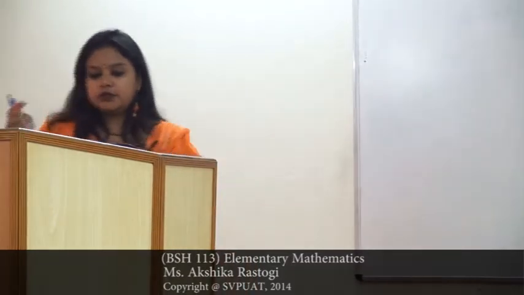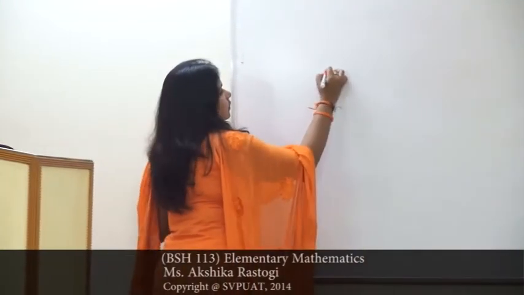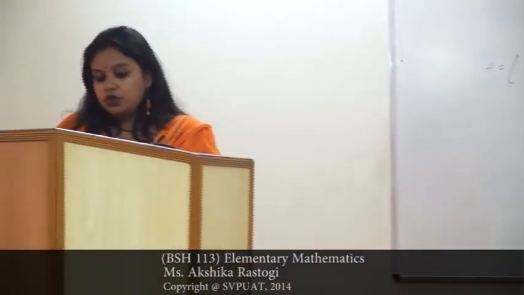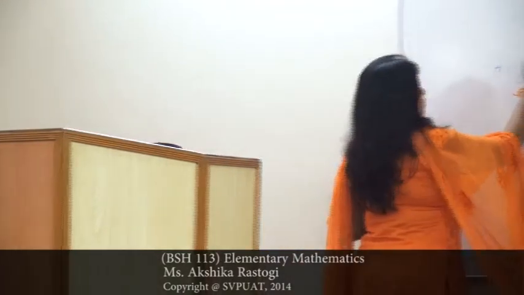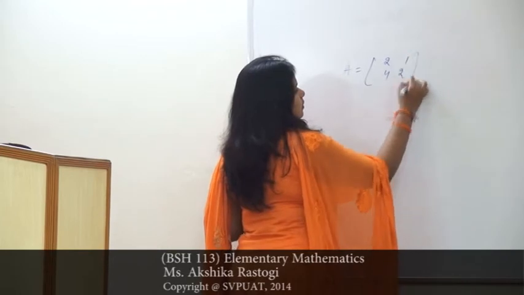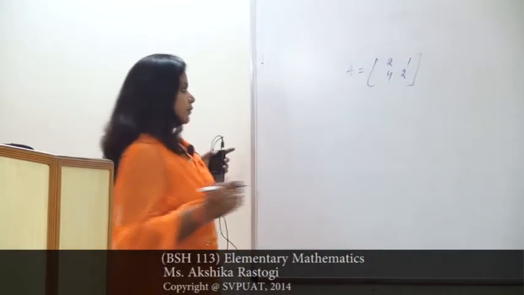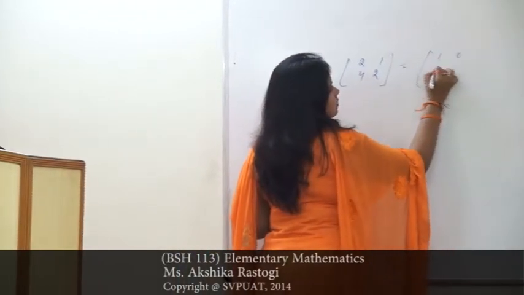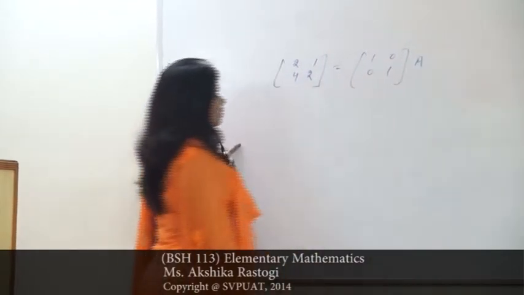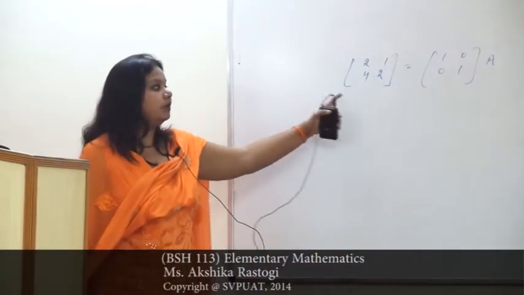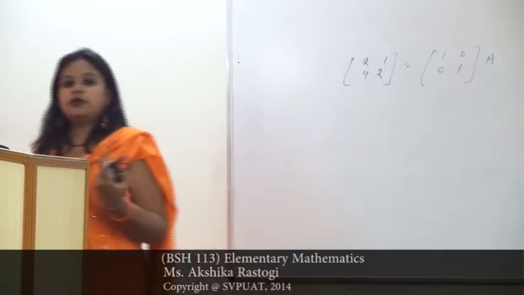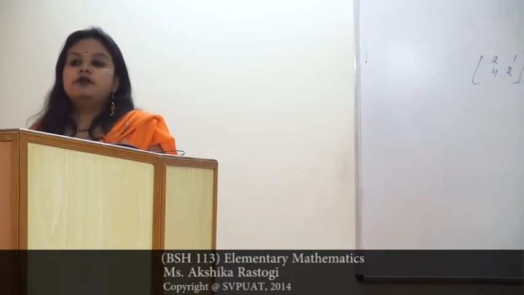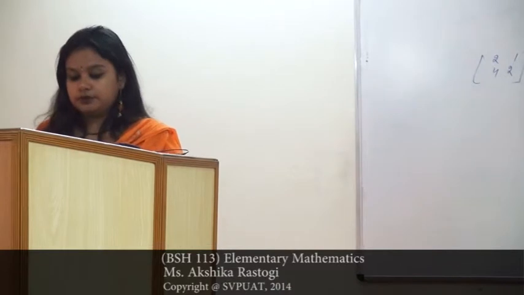The next example is to find the inverse of the matrix A equals 2, 1 and 4, 2. According to the procedure, we put this matrix as identity matrix, that is 1, 0, 0 and 1, into A. The rule is very clear. We have to make this matrix an identity matrix and apply the same transformation on the right hand side, and finally we have the inverse of the matrix.